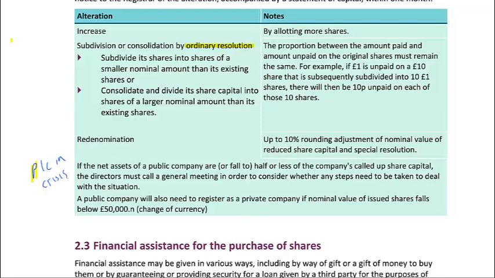Also, another point there, public company. If you're a public company and for some reason the nominal value of your shares falls below 50,000, then you must deregister, because a public company, remember, must have a minimum of £50,000 of share capital.